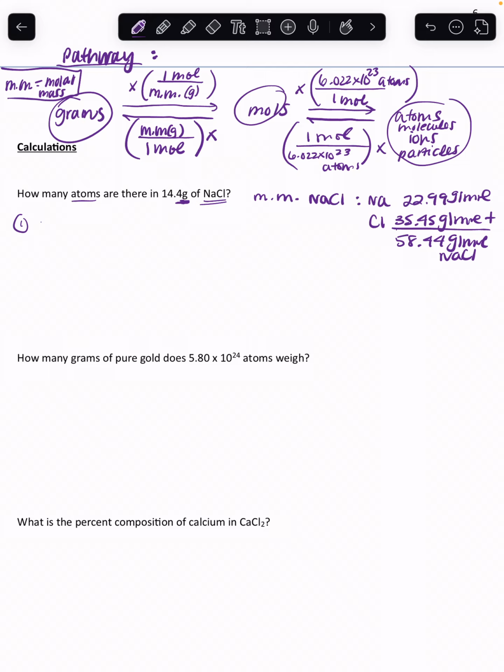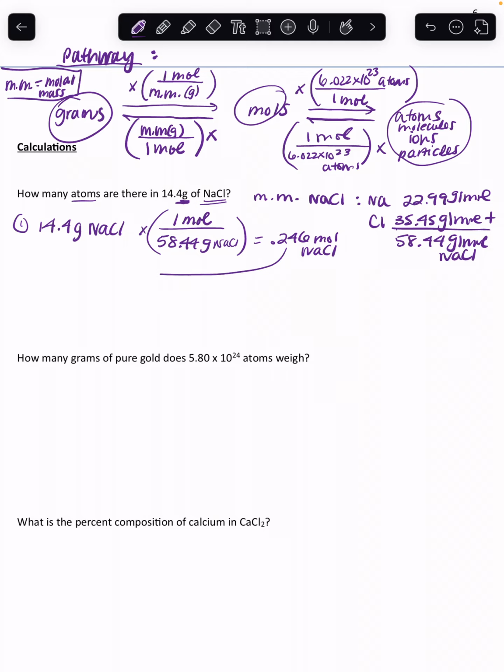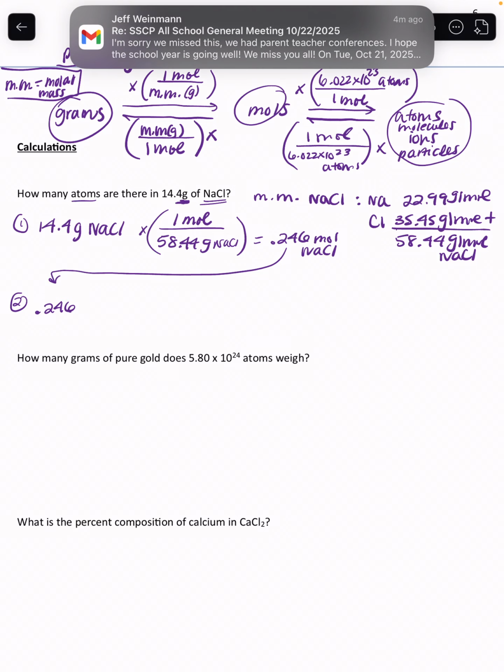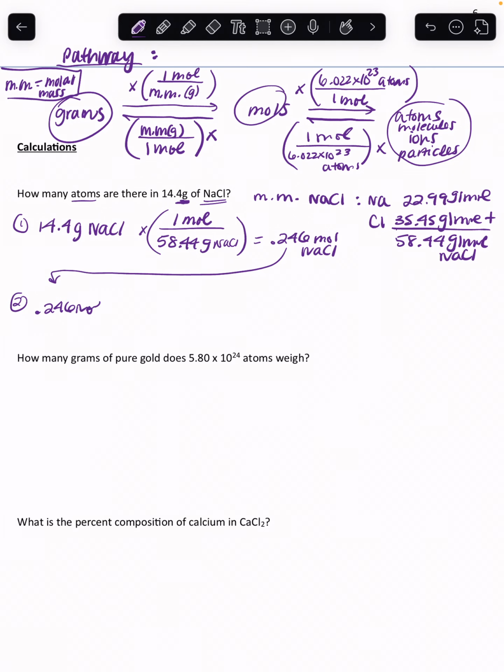I'm going to start with what they give me, which is 14.4 grams NaCl. I'm going to convert to moles first. So I'm going to put 1 mole on the top and the molar mass of NaCl on the bottom. When I divide these out, I'm getting 0.246 moles of NaCl. Awesome. Cool. I'm going to bring this down here, and that's going to start my step 2. So I'm going to convert from 0.246 moles NaCl, and I'm going to send it to atoms.